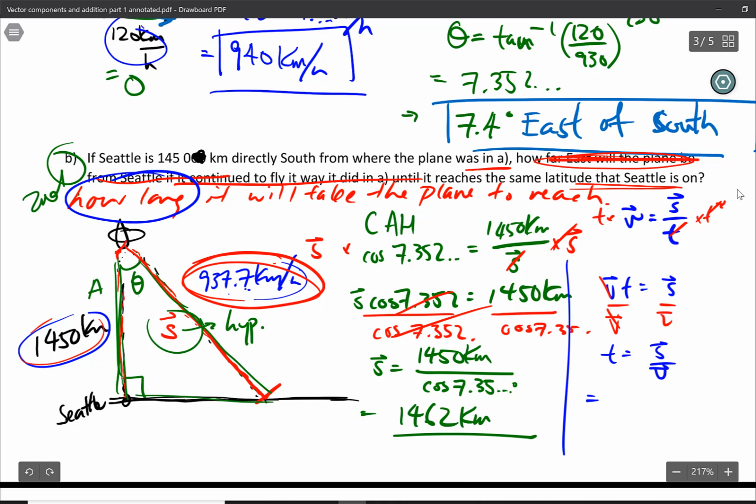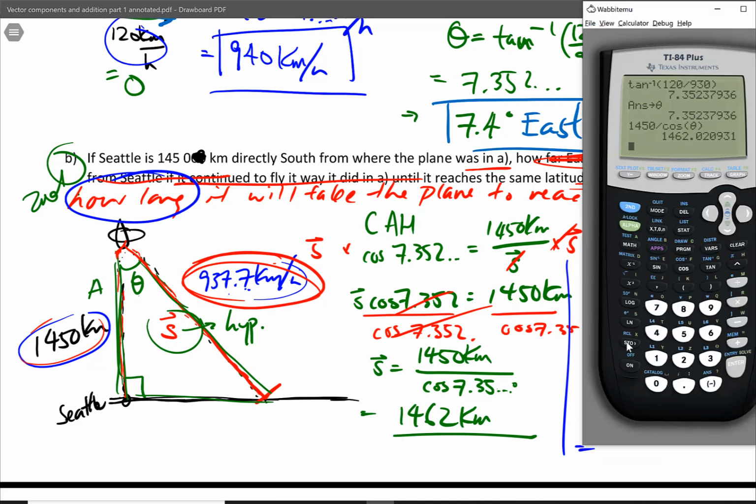Okay, so our displacement and velocity are in the same direction. Yes, they can be used. These numbers can be used. The pair of numbers that we have are displacement 1462, and I have that saved on my calculator so I can easily access it, over 937.7. I might have to recalculate that one again, per hour. Okay, so I'm going to have to store this number here.